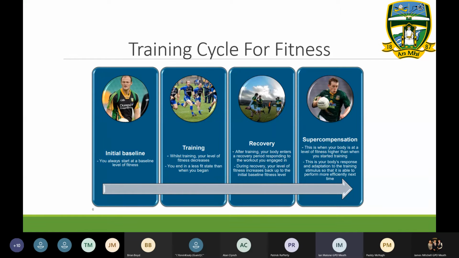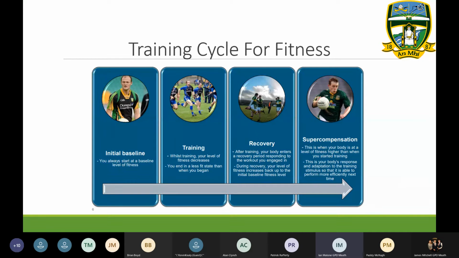The third step, which was the main area that James was covering in the first half of this presentation, is recovery. You're going to need to be recovering after training. Your body enters this period, and you've got to try and help your body to respond to the workout it's just been involved in. As long as you engage in your recovery, use the proper techniques and give yourself enough time, you're hoping that your level of fitness will increase back up to the initial baseline fitness level at the very, very least.